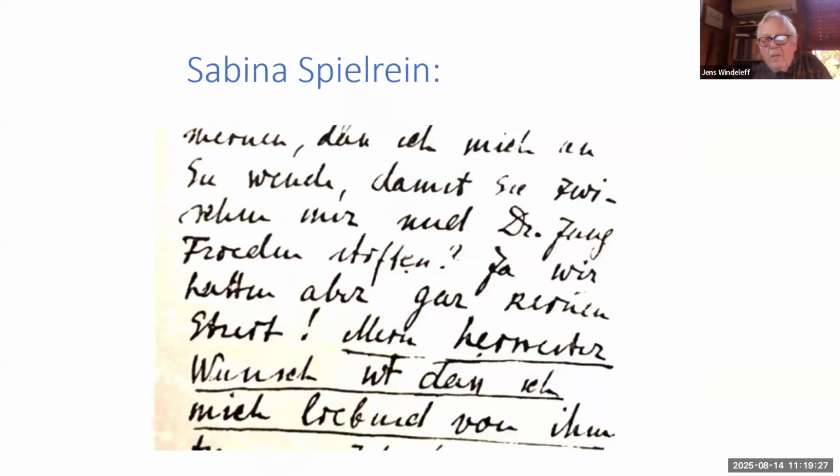As I said, the surroundings to Jung were very essential for him. One of the women was Sabina Spielrein. I think many of you have heard about her. She was a schizophrenic patient, but Jung cured her, and they fell in love.